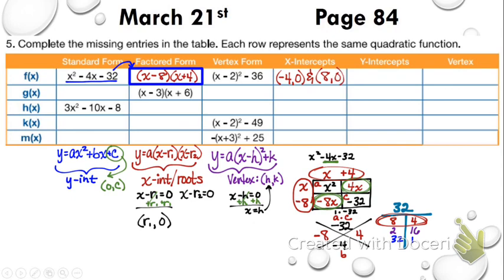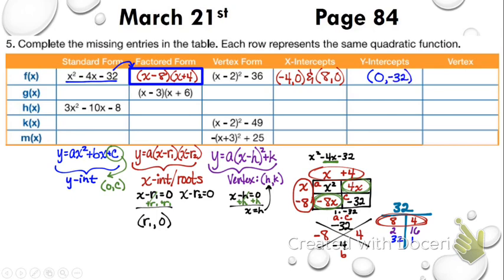Do I have enough information between these 3 forms for f of x to be able to tell where the y-intercept is? Yeah. Where is my y-intercept? Negative 32, 0. Oh, positive 32, 0. Nope. Take your ordered pair, flip it around. Oh, 0, negative 32. There we go. Y-intercepts always start with a 0 first, and then we have our value. So 0, negative 32.